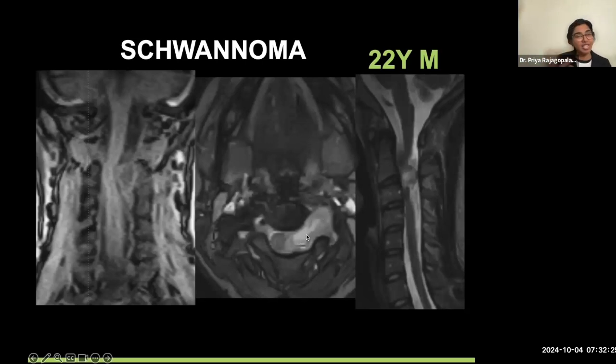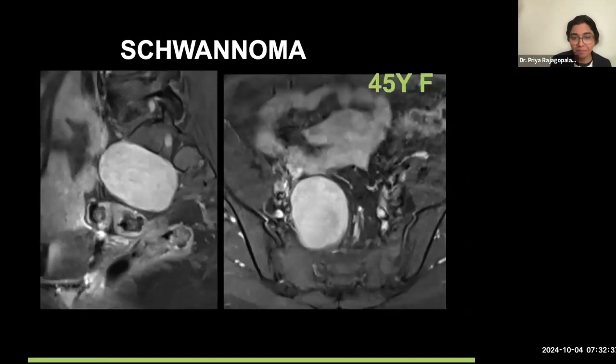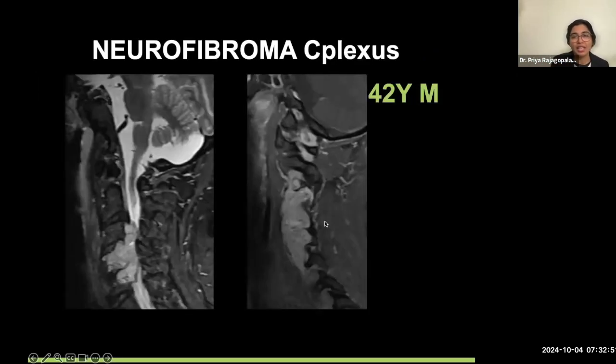And schwannomas are very T2 bright, and then they have this heterogeneous appearance within them as well because of all those Antoni A, Antoni B areas. It forms that heterogeneous appearance inside a schwannoma that we see here. Now, here's another example of a schwannoma. This is a sacral nerve schwannoma, right? So it arises in the S2 region, the S2 nerve root on the right side, in a 45-year-old female.